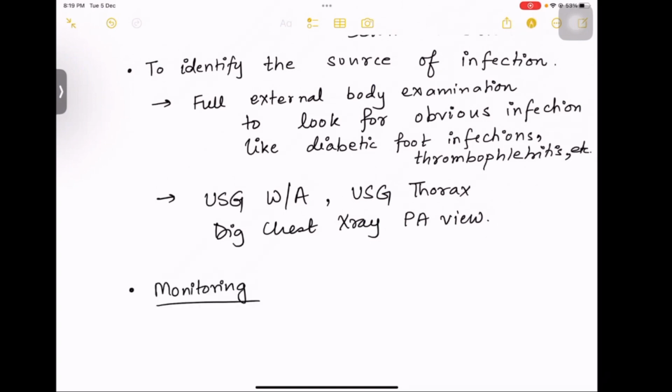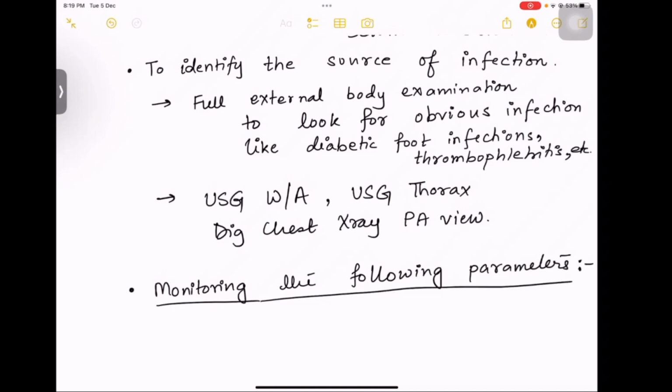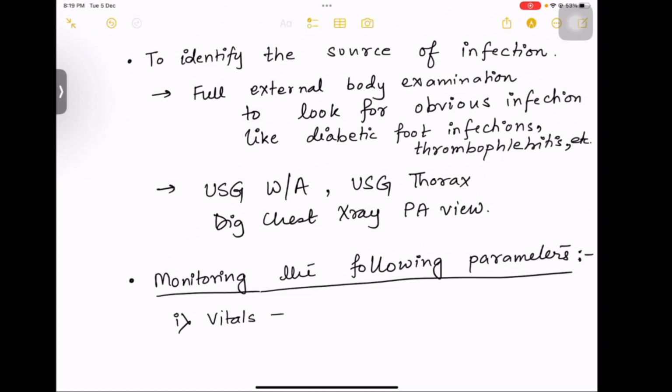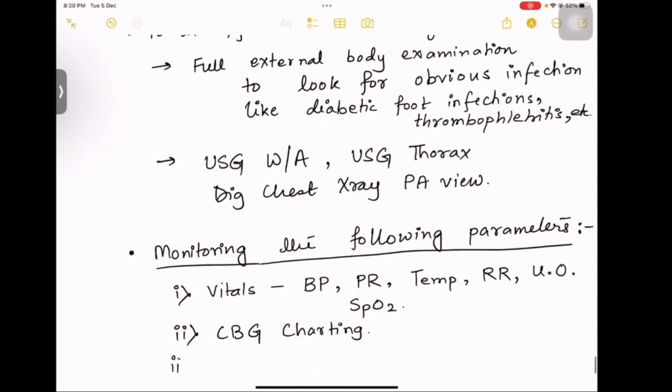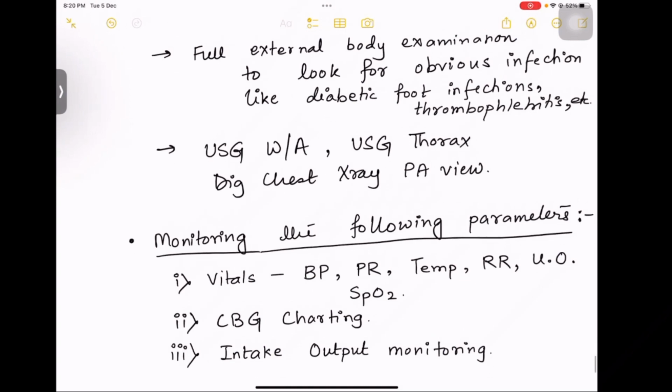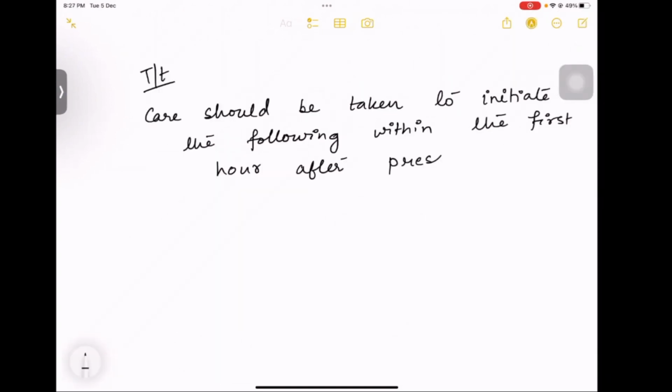Now, the second step is monitoring of some important parameters. Like you have to monitor the vitals: the blood pressure, the temperature, the respiratory rate, the SpO2 and the pulse rate. Second, the parameter that you have to monitor is CBG charting. Third is the intake output monitoring: how much water the person is taking and what is the urine output. Fourth, central venous pressure monitoring. So this is all about the management: the blood tests, identifying the source of infection and monitoring of certain parameters.